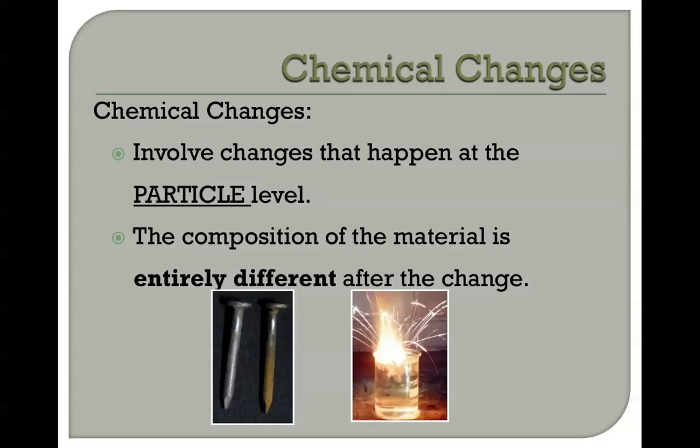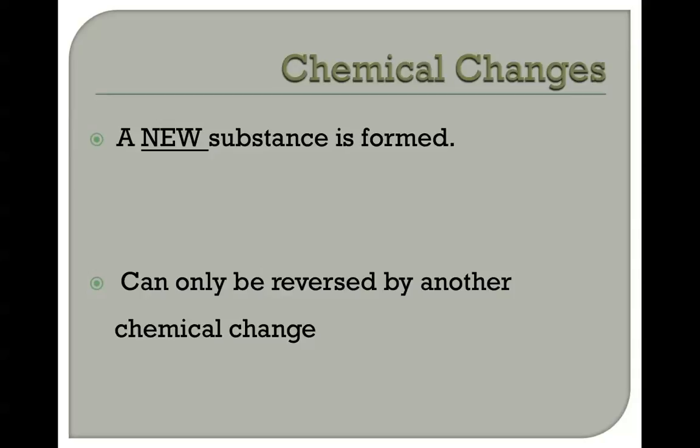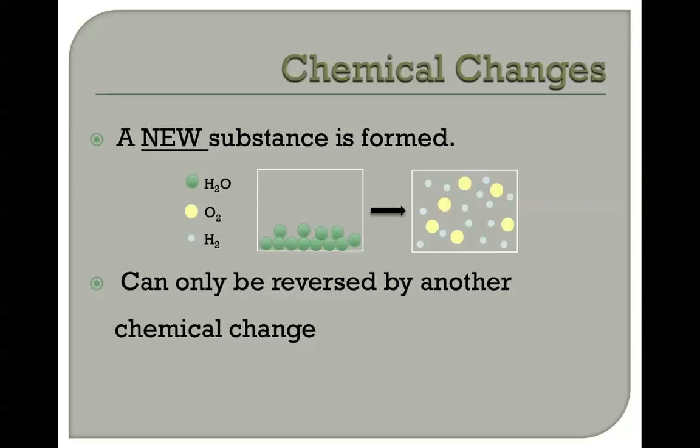Now, chemical changes involve changes that happen at that particle level, where the composition of the material is entirely different after the change. So we have something new that's been formed. So a new substance is formed. This really can only be reversed by another chemical change, if possible. So this new substance, I start with water, and then through a decomposition process, I have oxygen and hydrogen formed. So I have new substances that were, yes, bonded together in the water, but here they are rearranged. New bonds have been broken, new bonds have been formed.